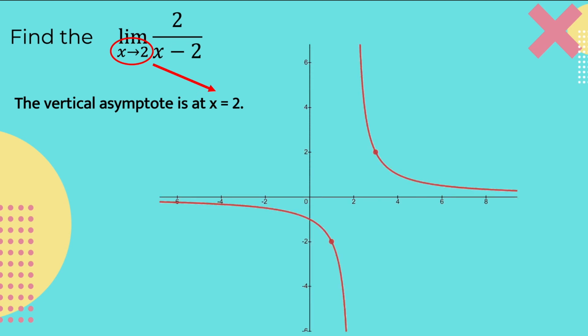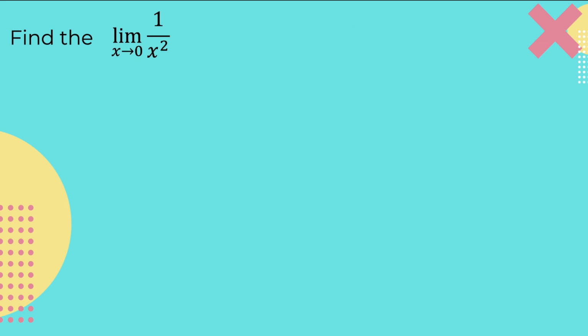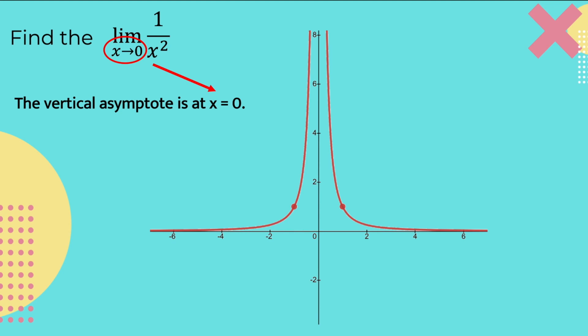Just by analyzing the graph of the function, we can actually see that the vertical asymptote is at x is equal to 2. Let's find the vertical asymptote of 1 over x squared as x approaches 0. Since the value of a is equal to 0, therefore, the vertical asymptote is at x is equal to 0. Just by looking at the graph of the function, we can actually see that the vertical asymptote is at x is equal to 0.